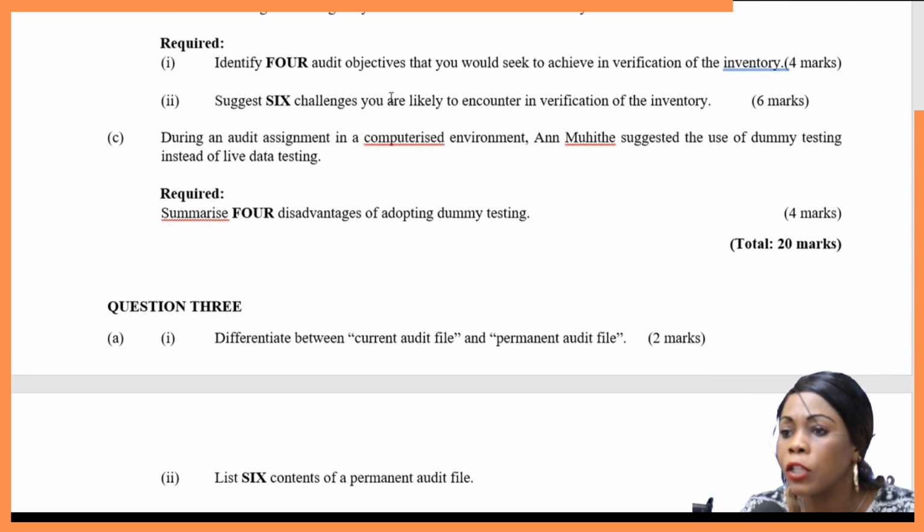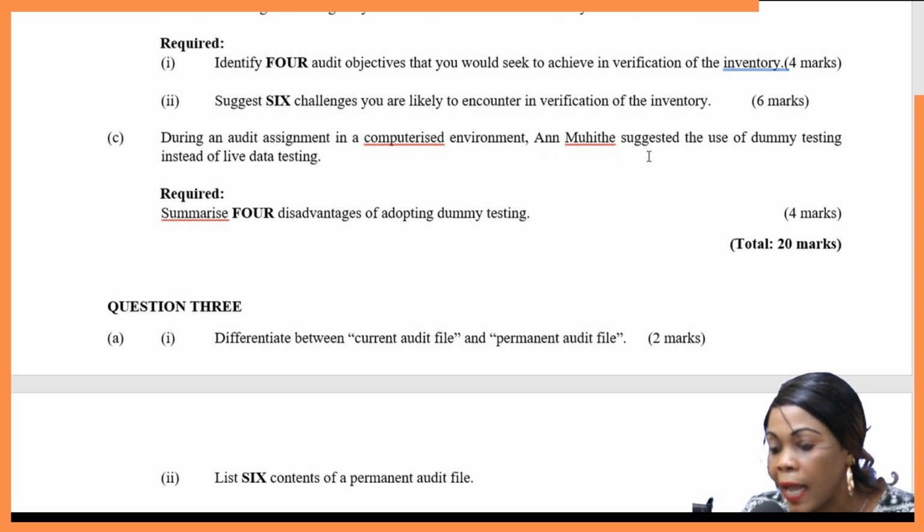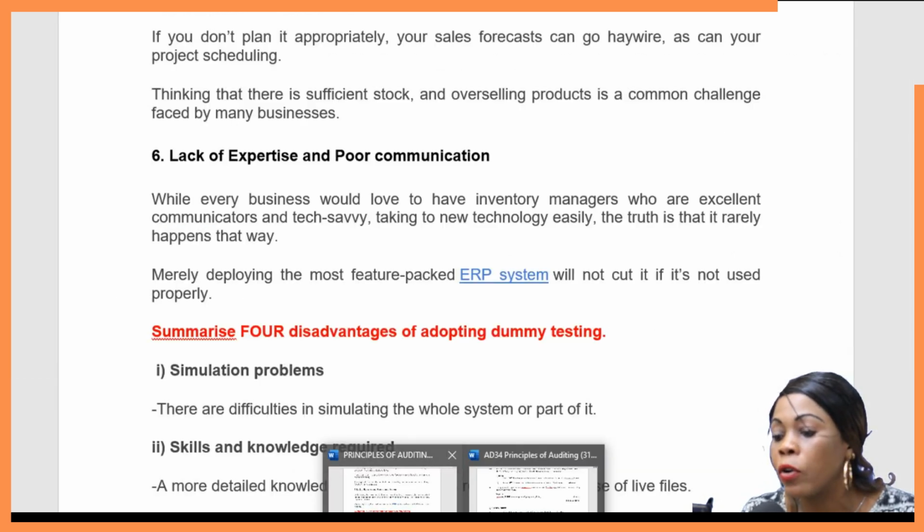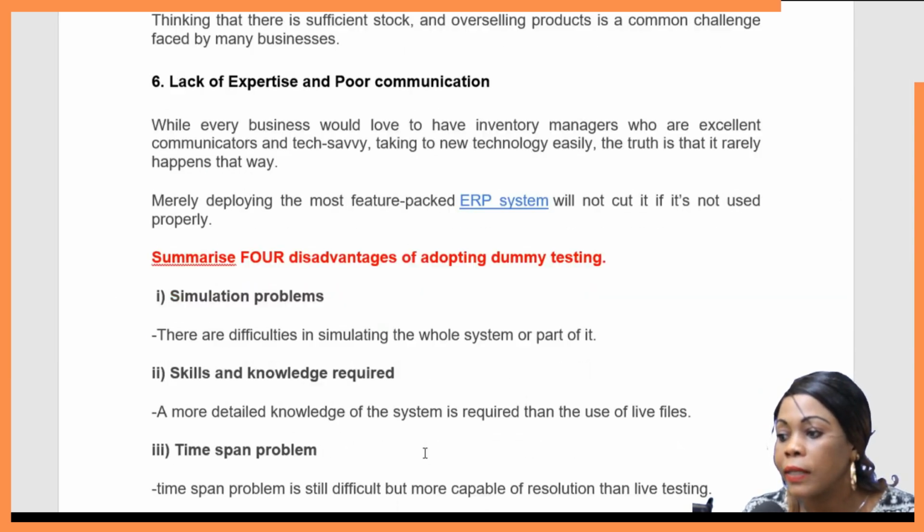That is question number 2, part C. It reads: during an audit assignment in a computerized environment, Ann Muhite suggests the use of dummy testing instead of live data testing. Summarize 4 disadvantages of adopting dummy testing.